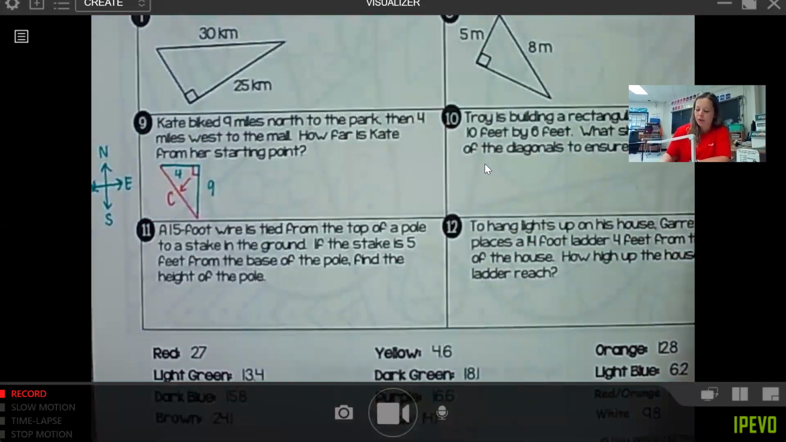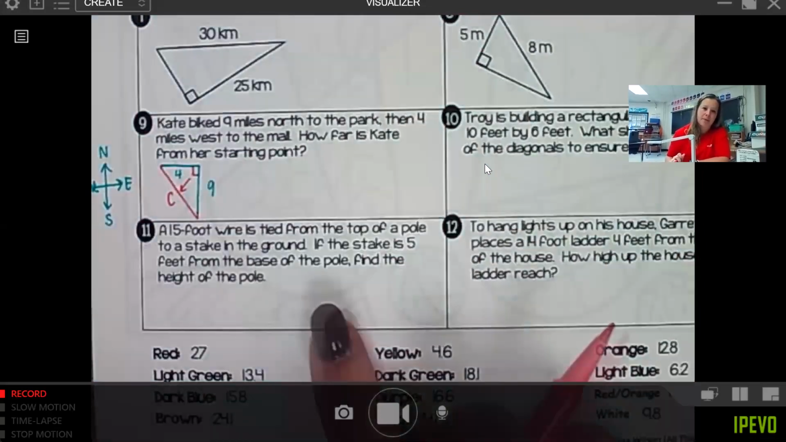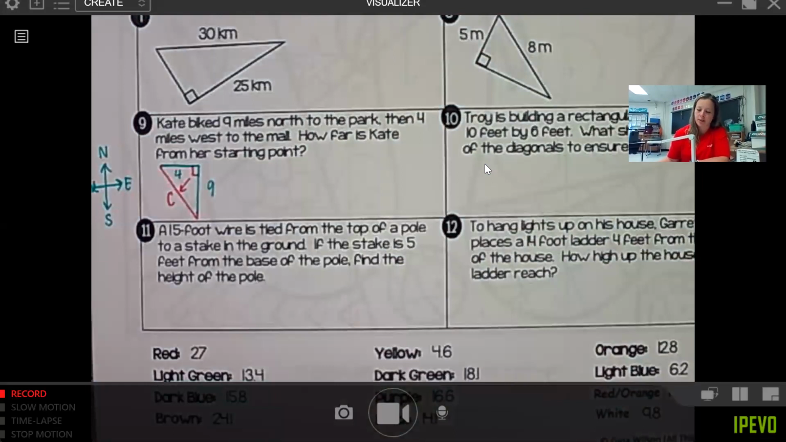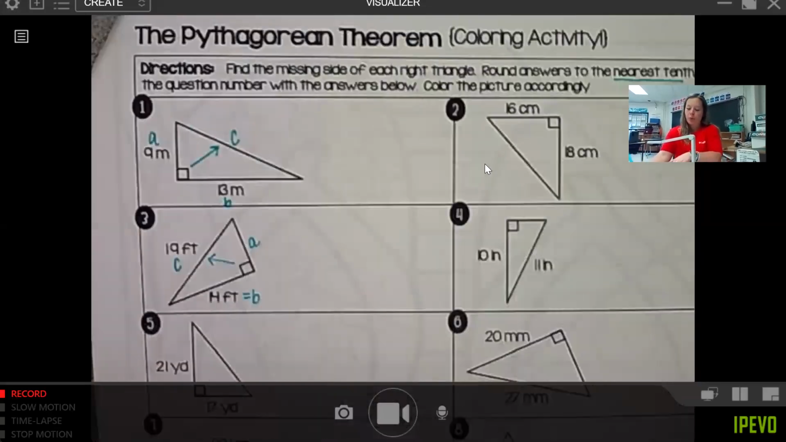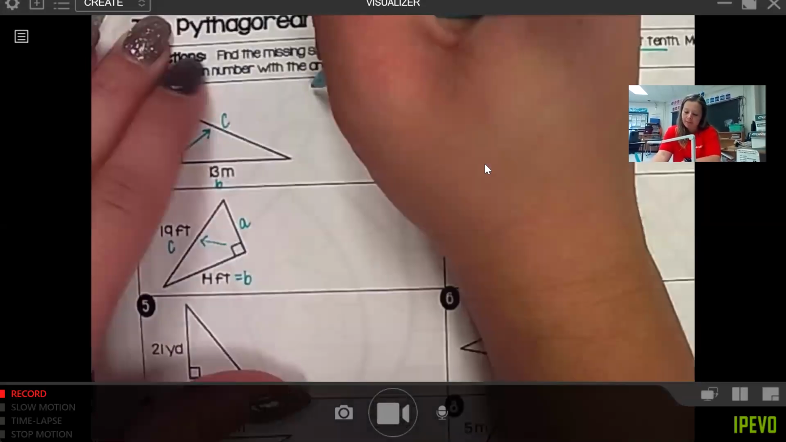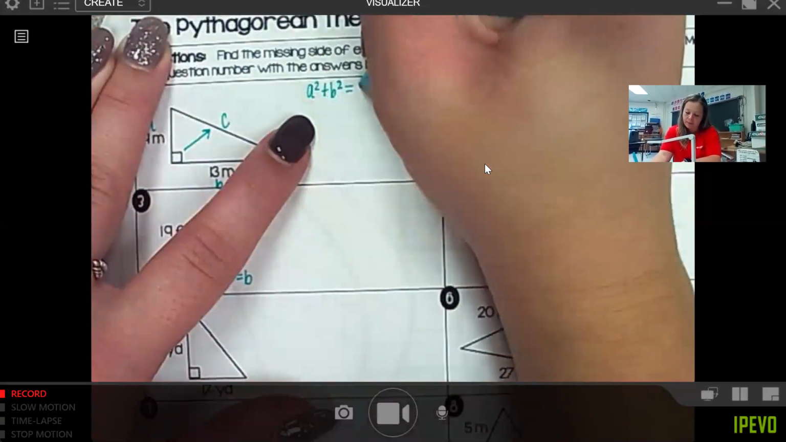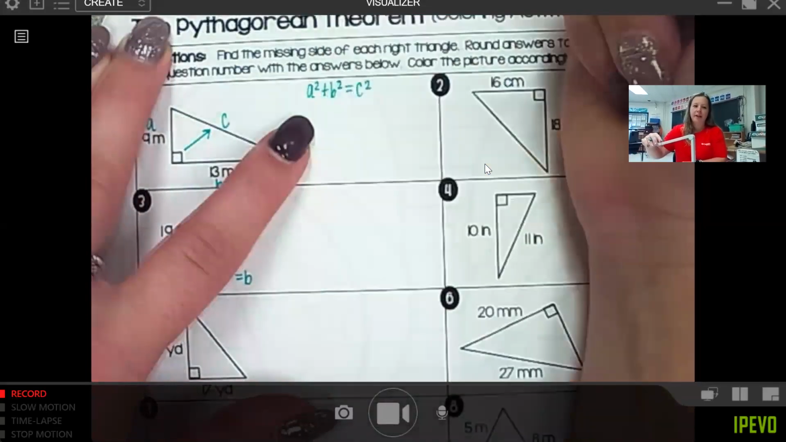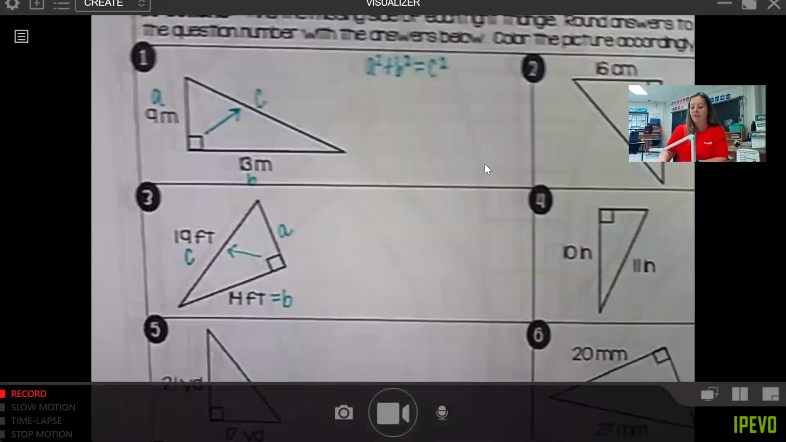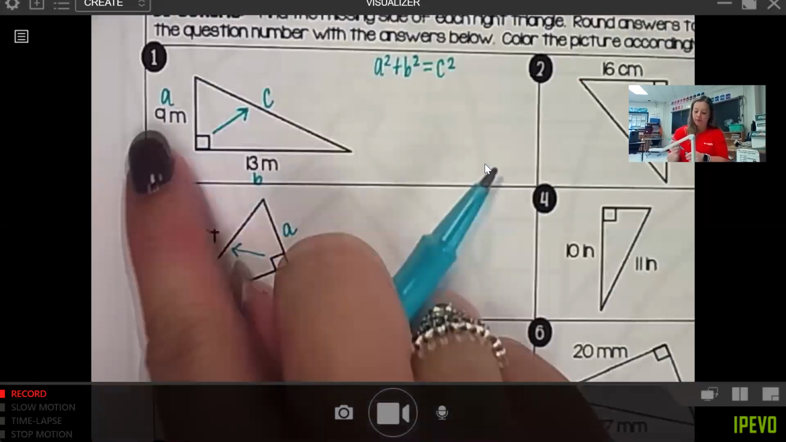You will draw pictures for all of the problems by reading the directions. And I would encourage you to start every problem writing the Pythagorean theorem, a squared plus b squared equals c squared, before solving, and then fill in what you know to solve.